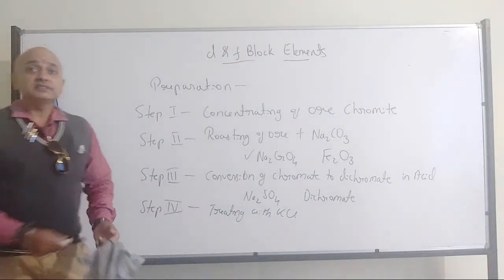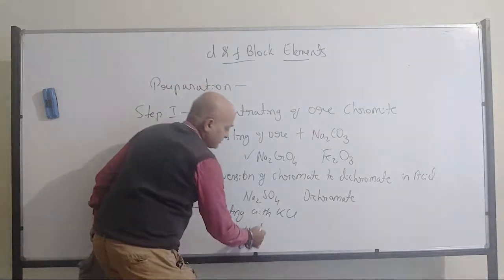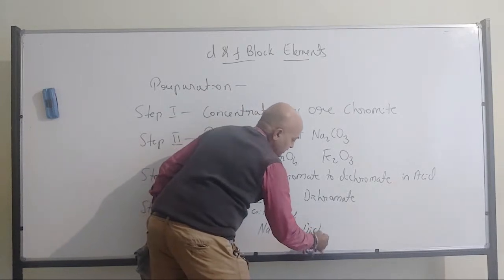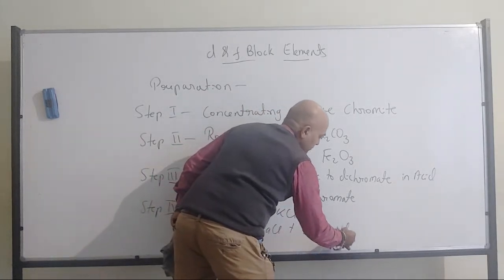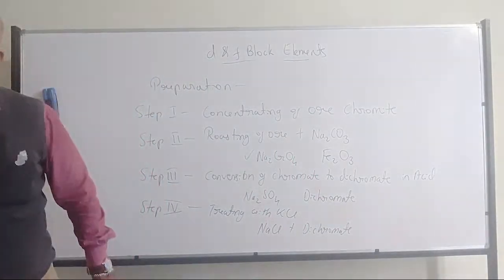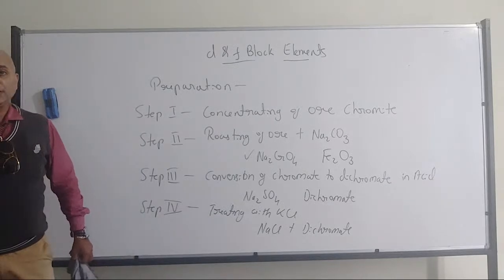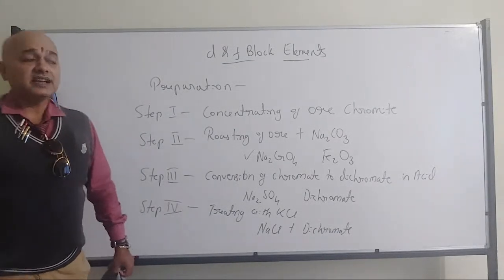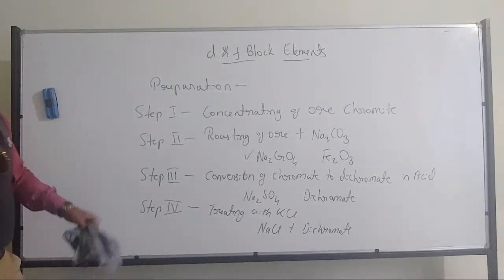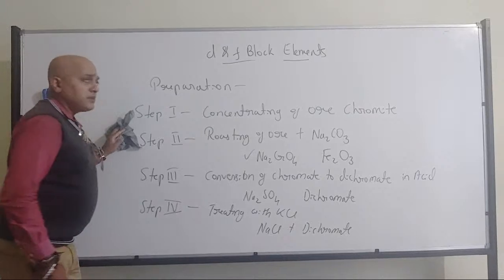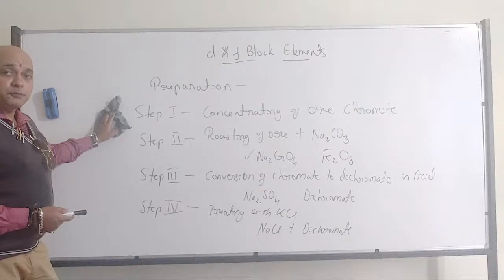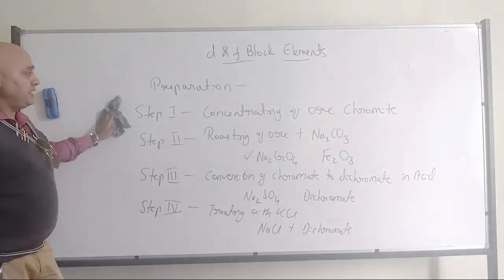So that's where once again we are going to have two products. One is NaCl and another one is potassium dichromate. Now here it is reverse. NaCl is more soluble and potassium dichromate is less soluble. So therefore it will easily crystallize out and NaCl will remain in the solution. So that's where we have the total number of steps as 4. Now this is with respect to the preparation of potassium dichromate.